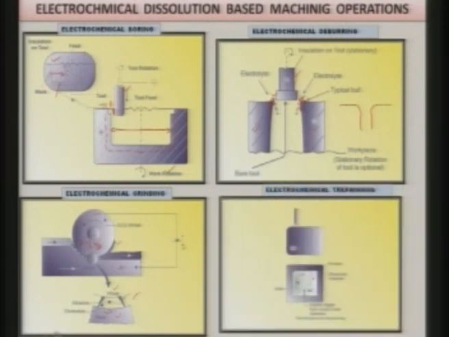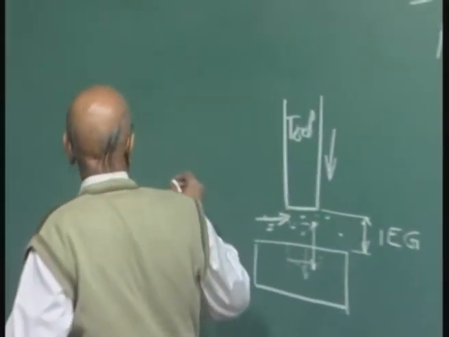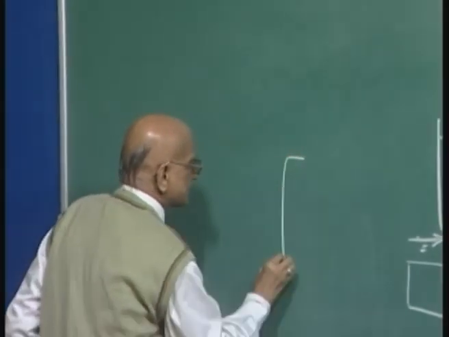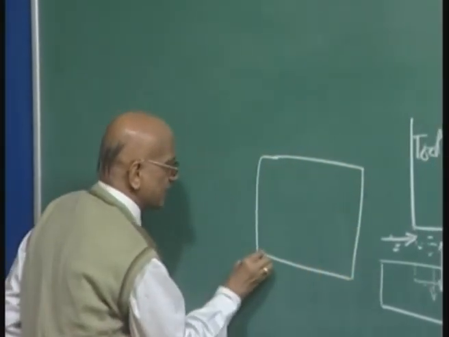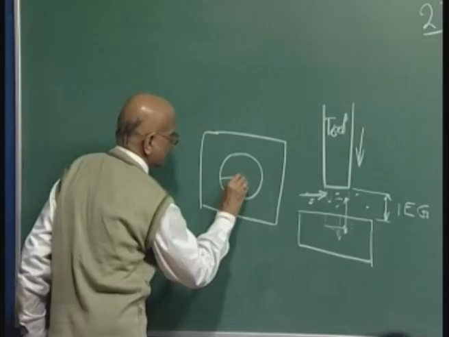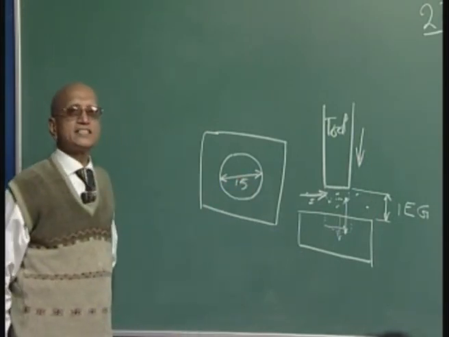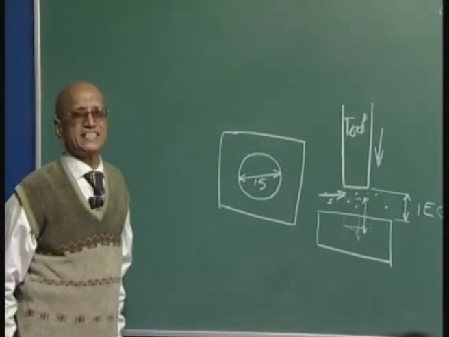Another operation is trepanning operation. This is the electrochemical trepanning operation. As you know that trepanning operation is very important when you want to remove a large amount of material. Just for example, this is the top view of the part and you want to create a hole over there, and suppose the diameter of this hole is 15 millimeter, and this is very costly material.